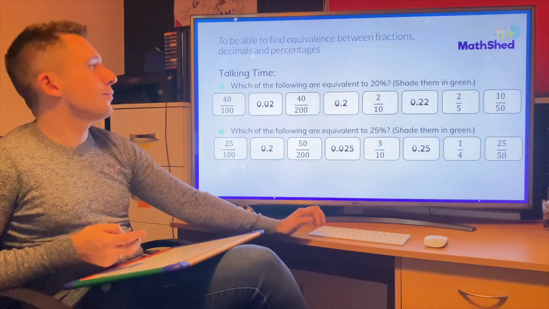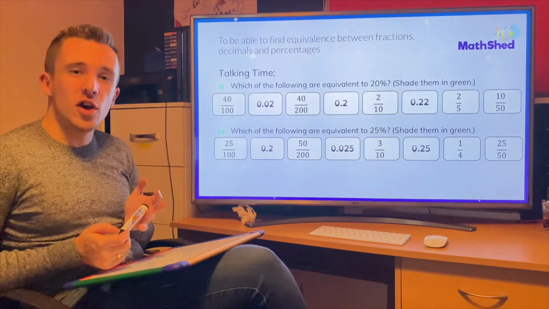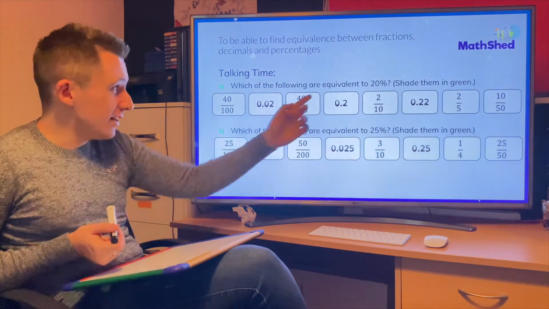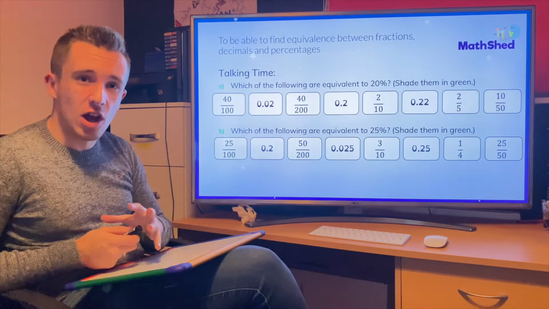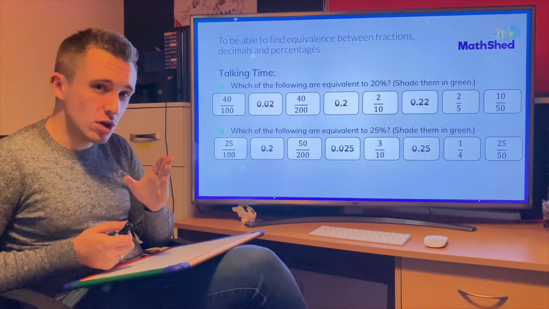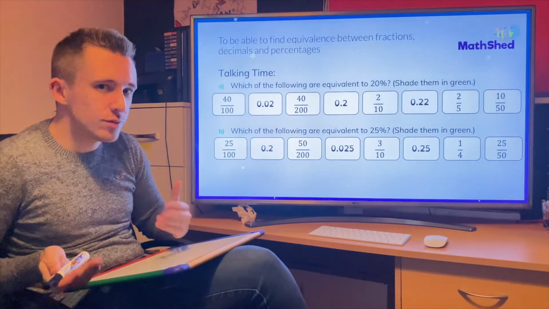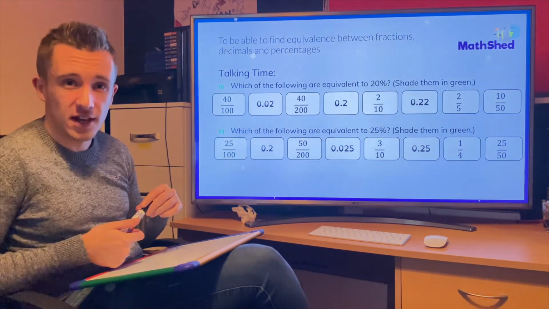All right then. Now this time we're looking at shading in the ones that are equivalent. That means the same as, in this case, 20%. So we need to look at each of these one at a time and work out whether they would equal 20%. If they do, we shade it green. If they don't, we don't. So the first one is 40 over 100. Well, that would be 40%, so that's wrong.